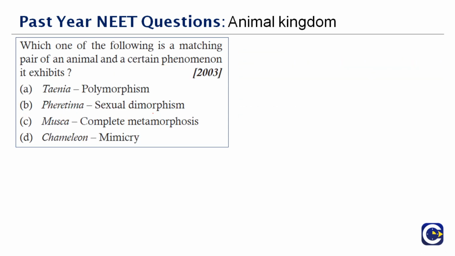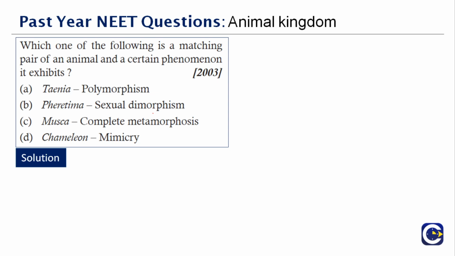Now, moving on to the next question. Which one of the following is a matching pair of an animal and certain phenomenon it exhibits? Again, this is an easy question for you. Here you have 4 options, and they are asking us the matching pair. The first one is Taenia, then you have chameleon and so on. The correct answer is option C, Musca, which has complete metamorphosis. Obelia exhibits polymorphism, roundworm Ascaris exhibits sexual dimorphism, while the others show camouflage. Now the correct matching goes for Musca.